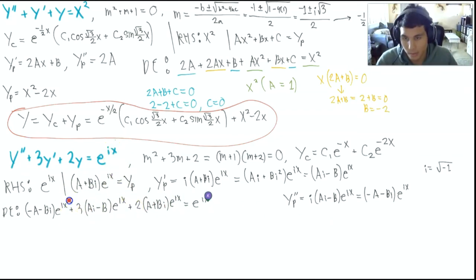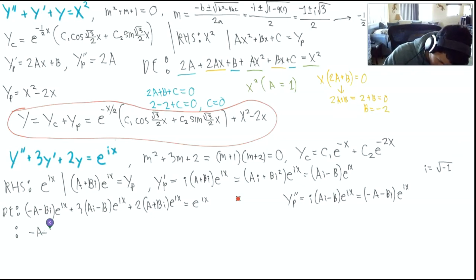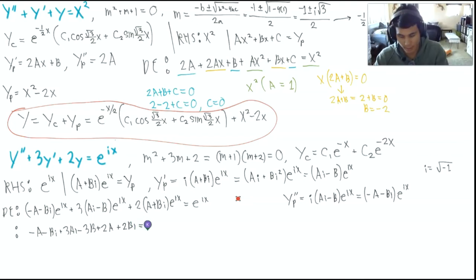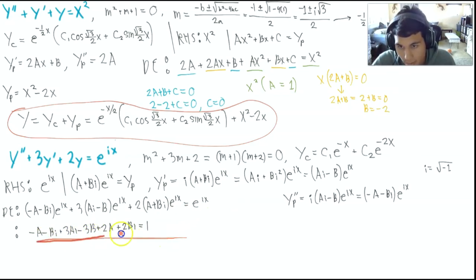And as you can tell already, we can get rid of all these e to the ix terms. So this is also equal to negative a minus bi plus 3ai minus 3b plus 2a plus 2bi, and equal to 1. Okay. So now we can actually start finding what a and b are equal to.